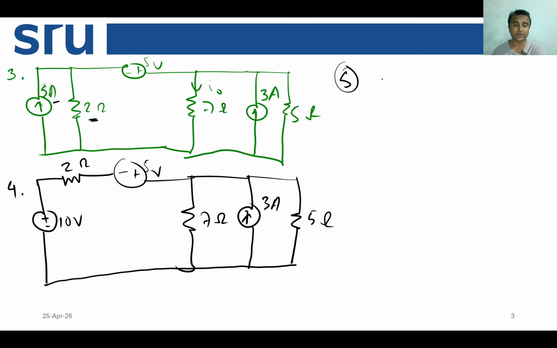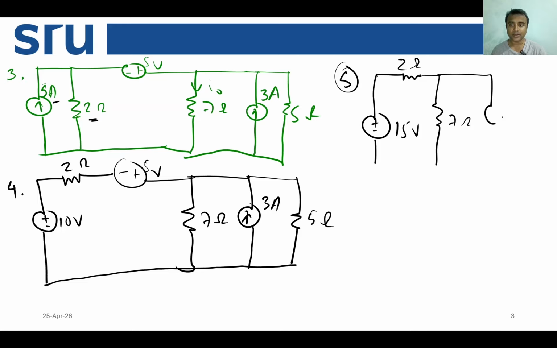So equation number 5 we can write down as a voltage source of 15 volts, and then a series connected resistance, and then the target resistance 7 ohm, then another 3 ampere here, and another 5 ohm resistance here. So this is 5 ohm, correct?